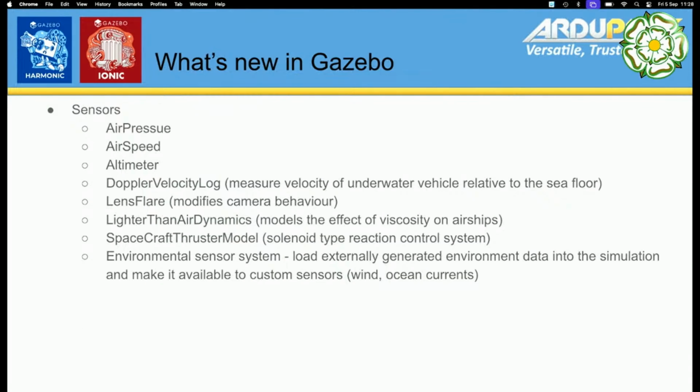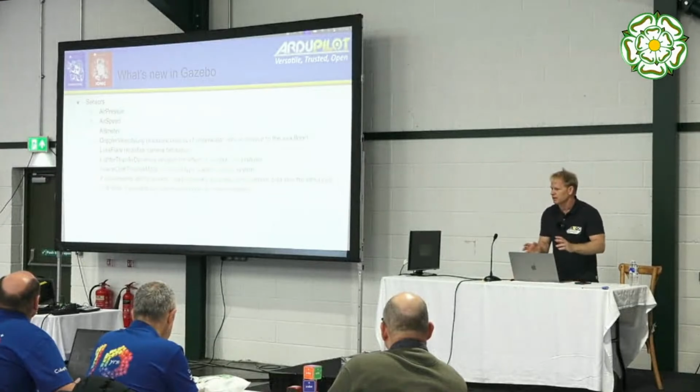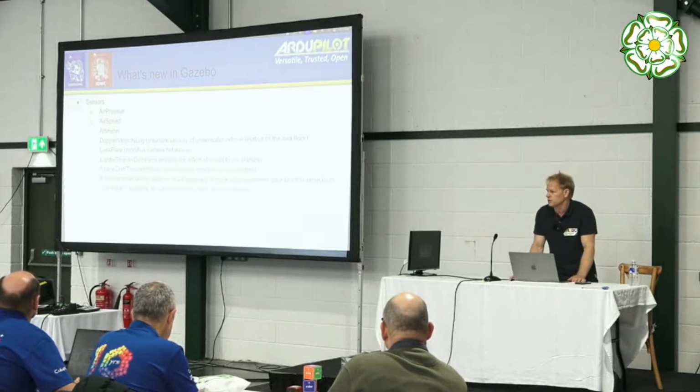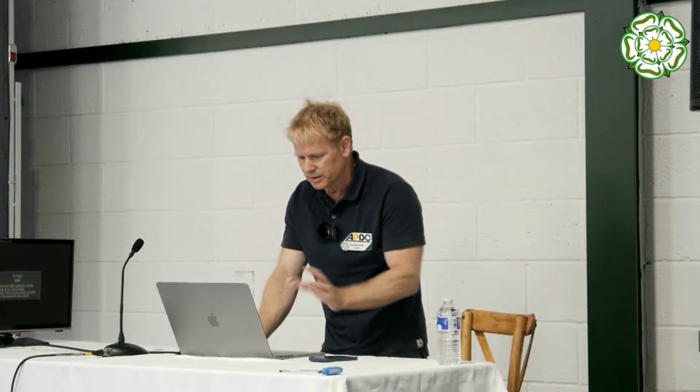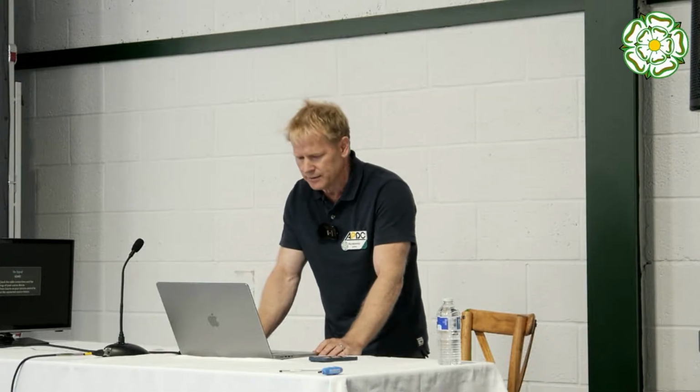New types of sensors which are of interest to us are things like air pressure and air speeds, altimeters, Doppler velocity logs for boats. So there's support for that. A little bit of work on making the cameras a little bit more realistic. So there's a facility to add lens flare and things like that. So if you're interested in doing computer vision work and using Gazebo as a platform, you can start to modify the way the camera behaves.